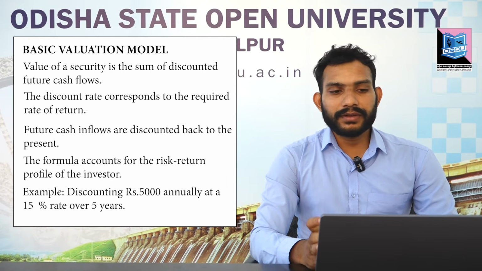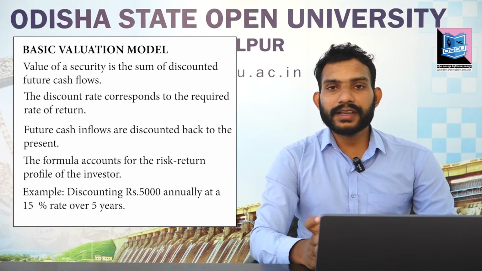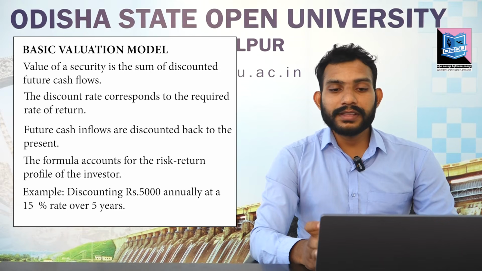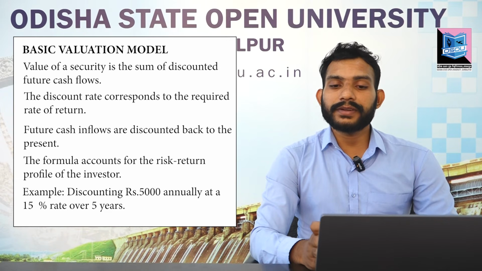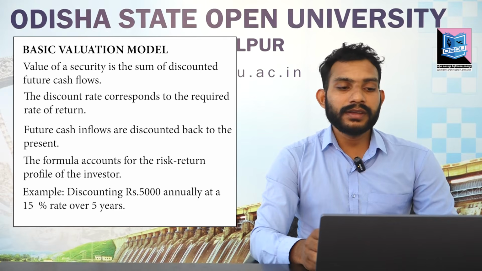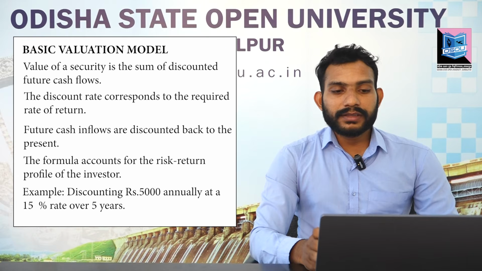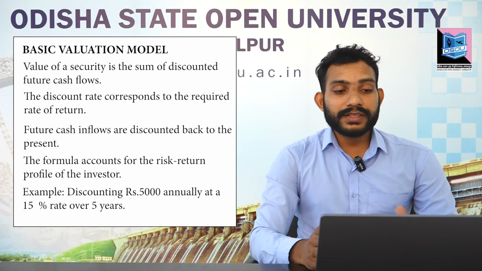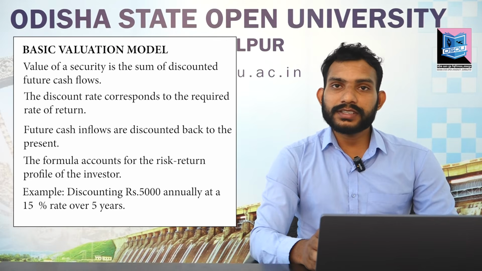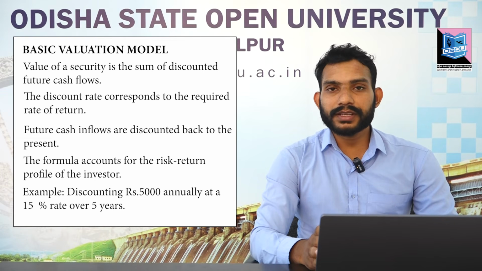Let's take a quick example. If an investor expects to receive rupees 5,000 every year for 5 years and uses a 15% discount rate, they will discount each of those payments back to today's value. When you add those discounted values together, you get the estimated worth of that investment today. So in short, the basic valuation model is a smart way to estimate what an investment is really worth based on expected returns and personal risk preferences.